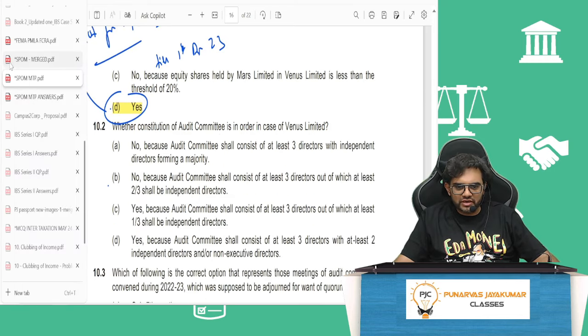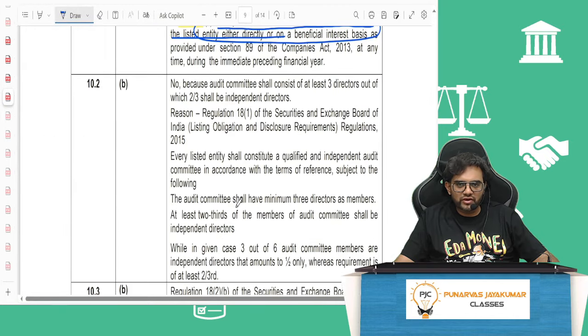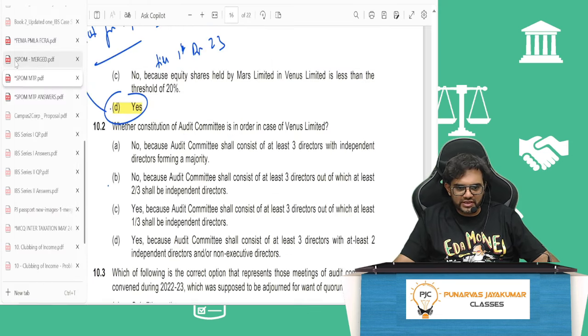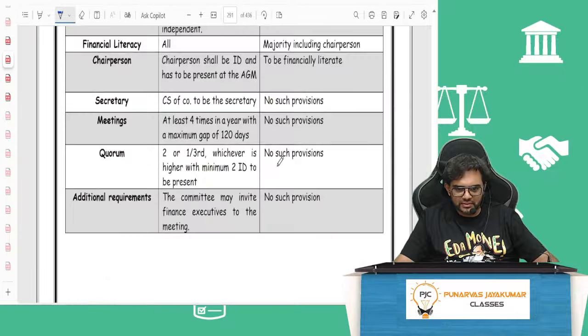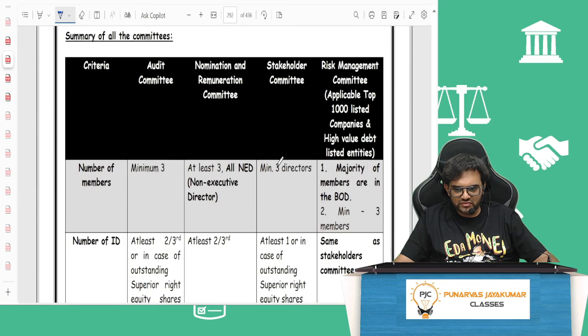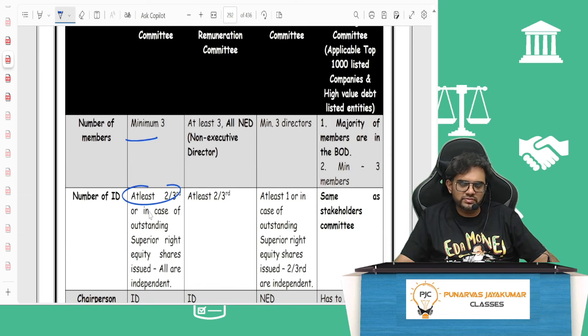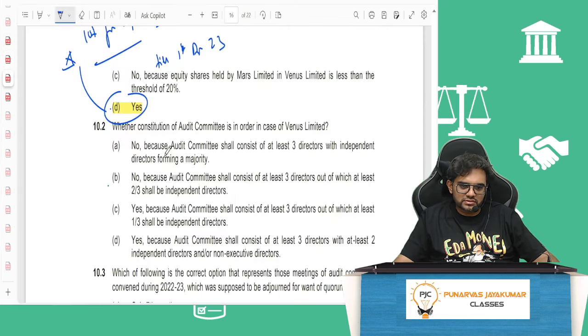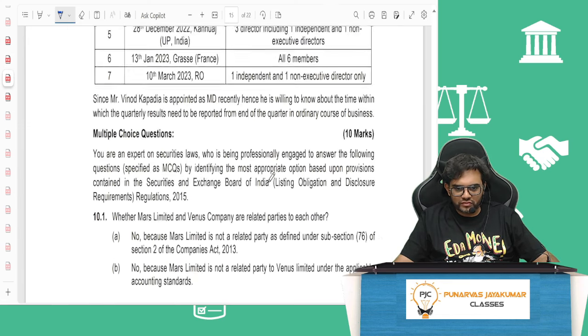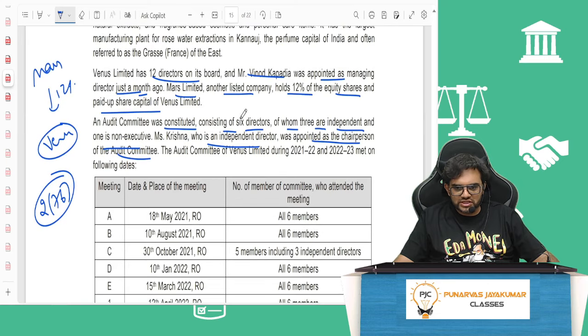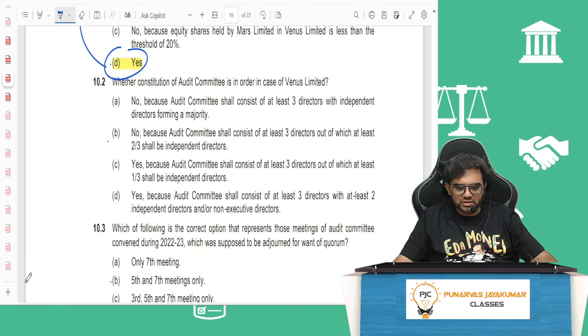Whether constitution of audit committee is valid or not. Guys, for constitution of a valid audit committee, there should be at least 3 directors, out of which 2/3 shall be independent directors. So there's an entire chart, before these guidelines, that is very important. Page 286, check it out. Minimum 3, at least 2/3 must be independent directors. So here, 6 directors, out of which 3 are independent, only 50%. 2/3, 66.67% must be independent. Hence, it is wrong. So go to page 286 for the answer here.